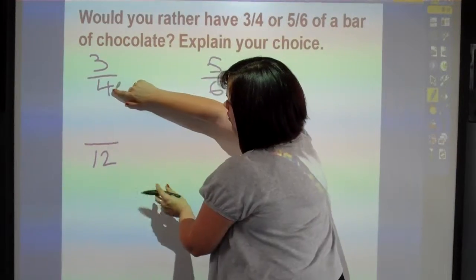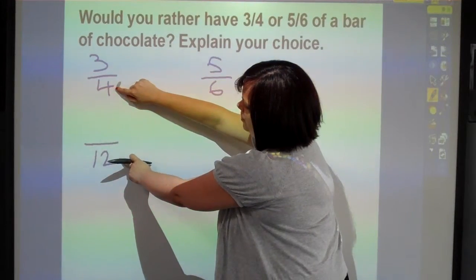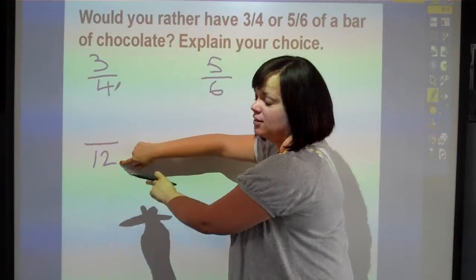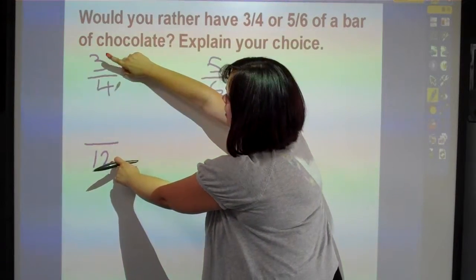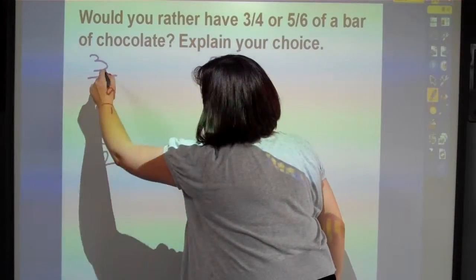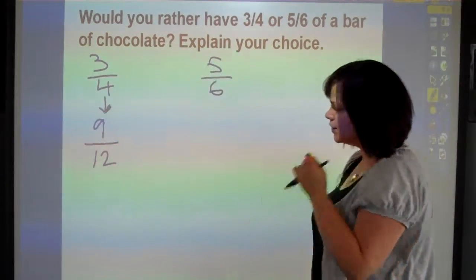So what have I done to the 4 to get to 12? What have I times it by? I've times it by 3. So if I've times this bottom bit by 3, then I have to times the numerator by 3 as well. So 3 times 3 is 9. So 3/4 is the same as 9/12.